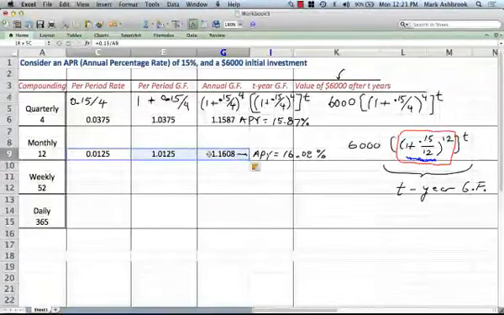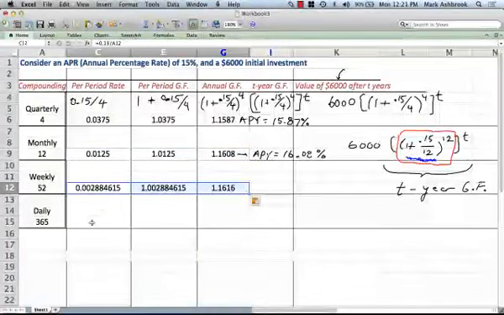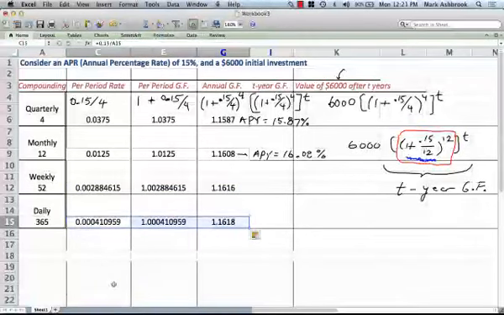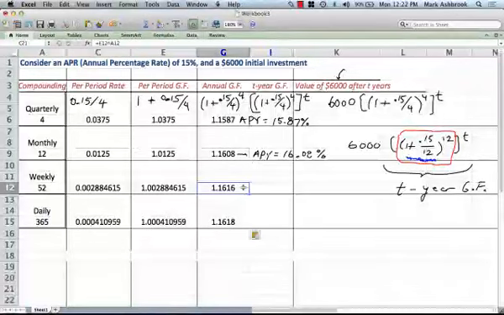All right, so for those of you who want to get the numbers here. Okay, so did you get an annual growth factor of 1.1616 for weekly? And then daily 1.1618. So what happens when you compound more often? You can compare the APY, which is what you want to compare in terms of the yield or the effect of this investment. What are you noticing with more compounding?